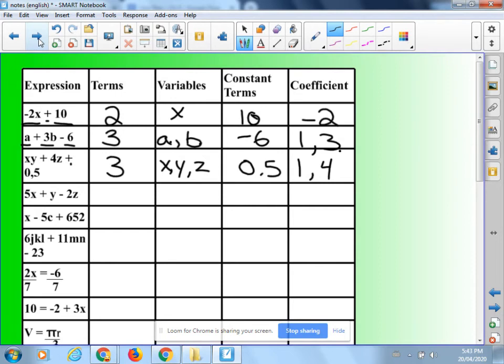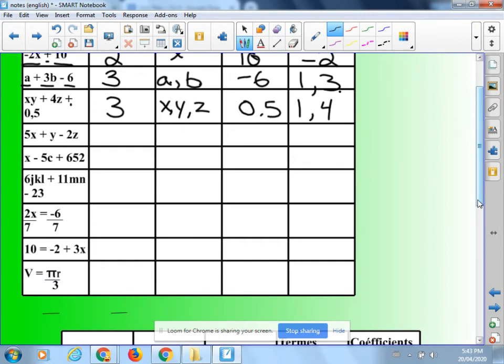And there's also a 4. Okay, I'm just going to skip down a couple because I feel most of you will probably have a little bit of a grasp on that first concept. If I switch down to right here, 2x over 7 minus 6 out of 7. So terms, again, it has to be separated by a plus or a minus, or in this case, an equal sign. So there's actually 2 terms in here.